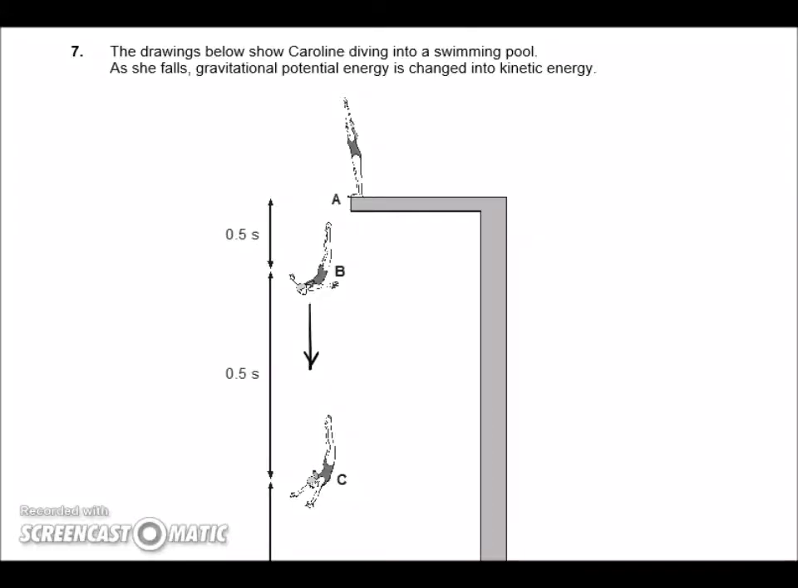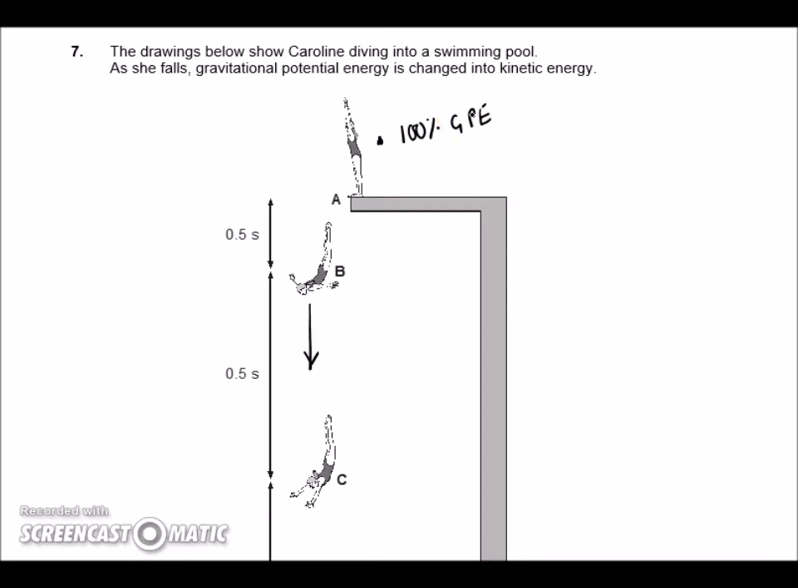Okay, so in this question, Caroline is starting on a diving board from the top above a pool, and up at the top here she's not moving. So up here she's not moving, and she therefore has 100% gravitational potential energy.